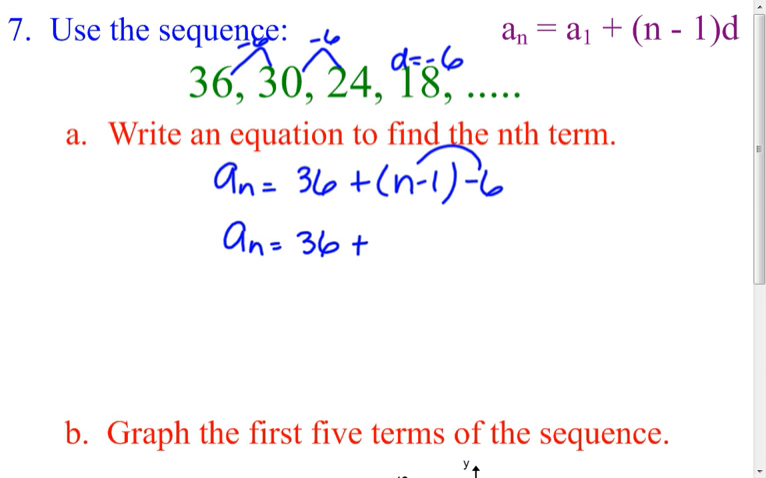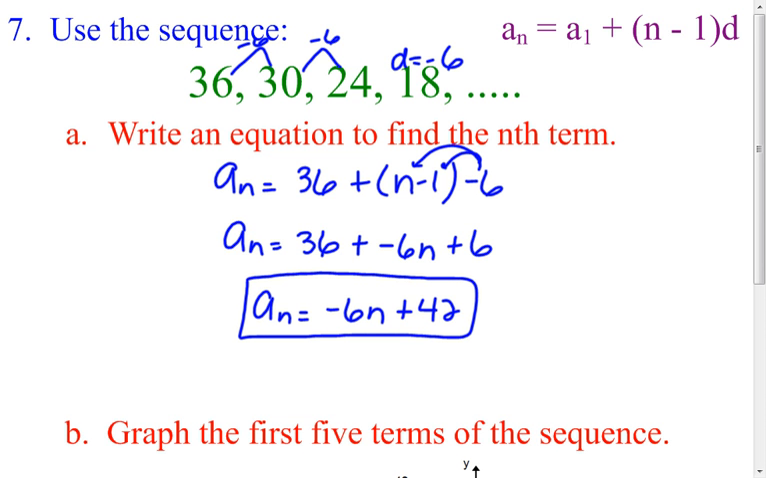I will distribute that negative 6 through. So negative 6 times n is negative 6n. Negative 6 times negative 1 is positive 6. And then I'm going to combine the negative 36 and 6 to make this be negative 6n plus 42 is what that will look like. So that is the formula that generates that sequence.